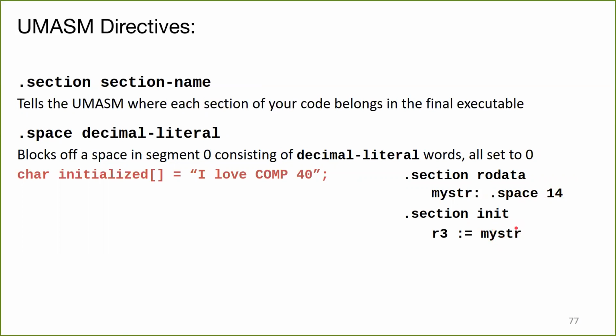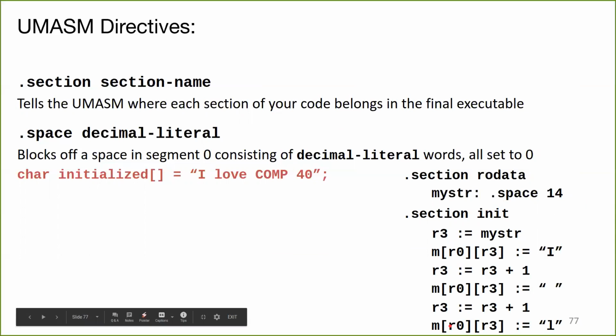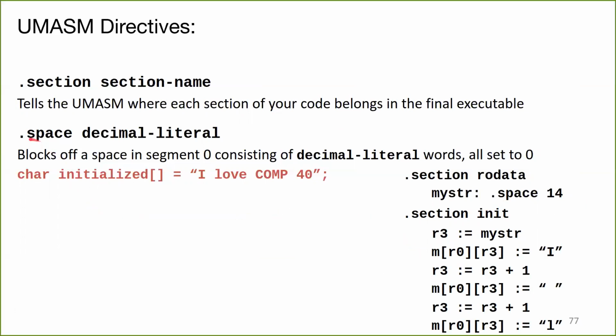So if I store that label in a register, I'm basically storing the address of the start of that space. And then I can use that address to access a memory segment and store the first character of my string there, store the next address in R3, move to the next character, store the space, and so on and so forth. Here I'm assuming that register 0 has the number 0 in it, because whenever you use the .space directive, the space is always blocked off in segment 0.